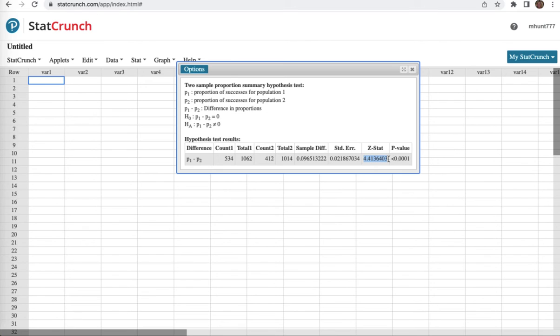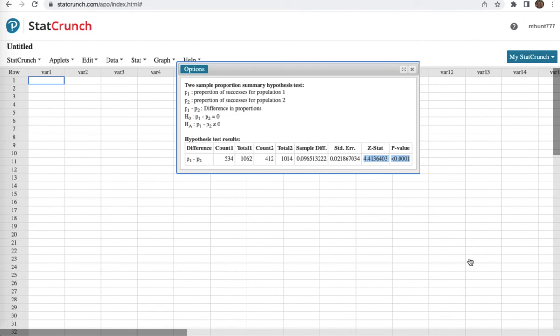The test statistic Z is 4.41, and StatCrunch tells us that that is very significant. So we are going to reject the null hypothesis that men and women have the same proportion of arthritis, and go with the alternative that the percent having arthritis is not the same, since women were in sample 1, and since the sample difference was positive.